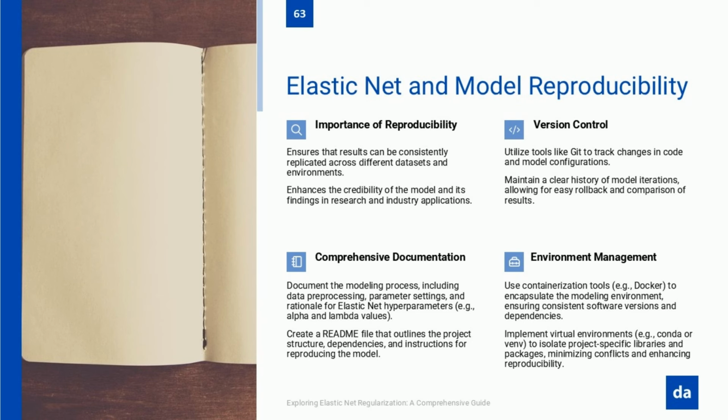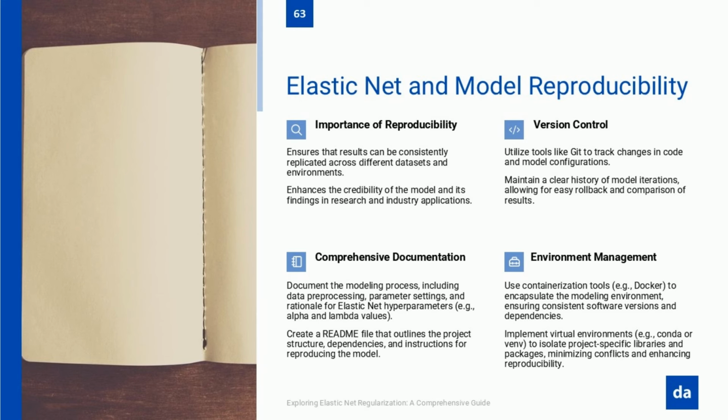To further improve reproducibility, machine learning teams should use fixed random seeds during training. Many algorithms, including Elastic Net, rely on random initialization at certain stages, such as splitting datasets for cross-validation. Setting a fixed seed ensures that training produces the same results every time, making debugging and comparison easier.